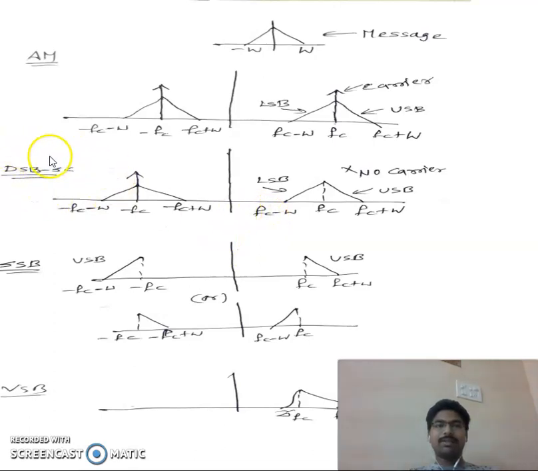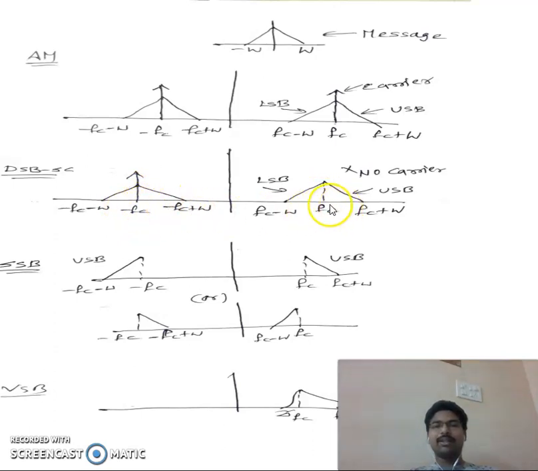the DSBSC modulation is nothing but multiplying the message signal with the carrier signal, that is m(t) into Ac cos 2 pi Fc t. We know very well that if you multiply the message signal m(t) with cos 2 pi Fc t, the spectrum contains a shift in the frequency at plus Fc and minus Fc. So that's why the message signal spectrum is shifted to plus Fc and minus Fc here.